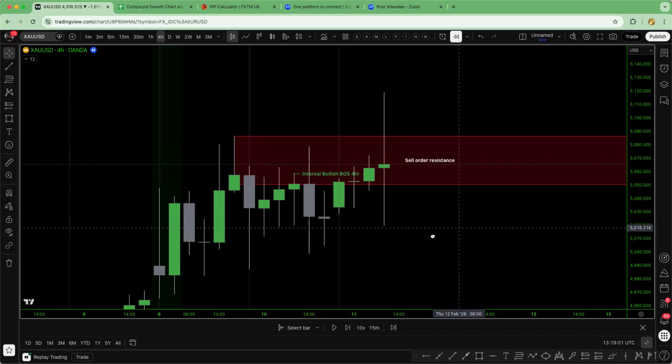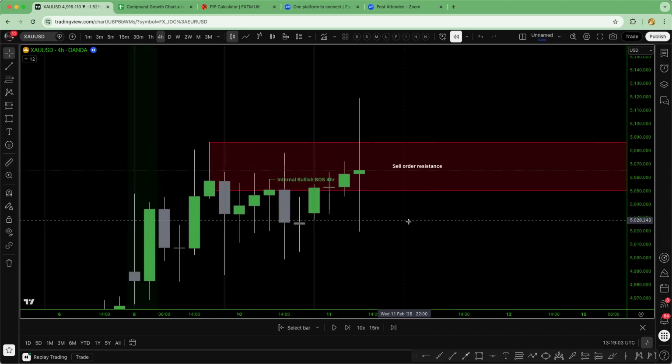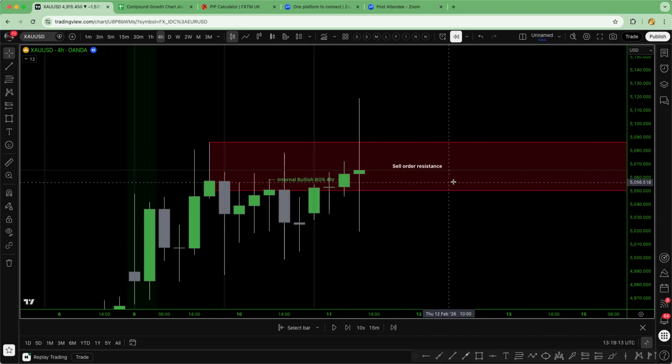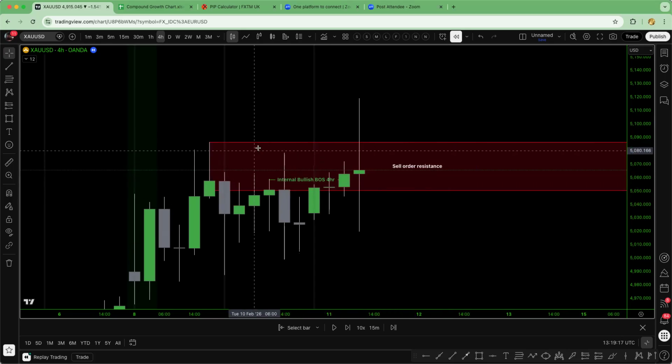Why did it pull back, people? It pulled back because I'm telling you, these levels are gold. And remember, Neo automatically prints these sell order resistance levels for you, or support levels for you. You know what I'm saying? So this is what is amazing here.